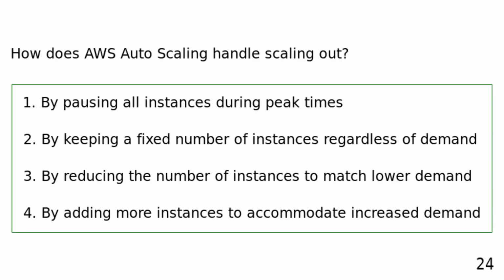How does AWS Auto Scaling handle scaling out? By pausing all instances during peak times. By keeping a fixed number of instances regardless of demand. By reducing the number of instances to match lower demand. By adding more instances to accommodate increased demand.